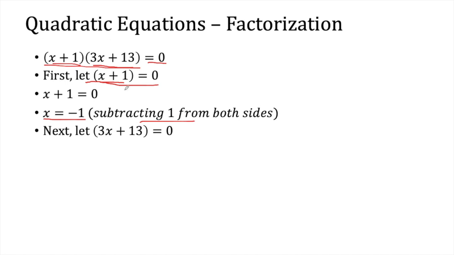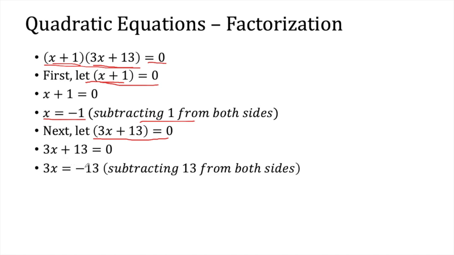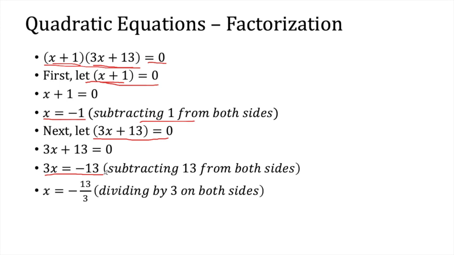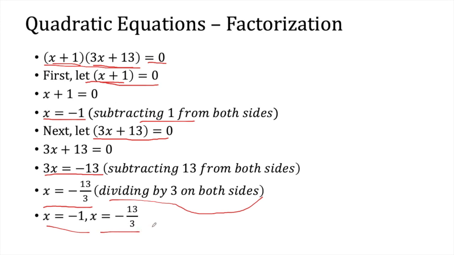Next, we will let 3x plus 13 be equal to 0, and in this case, we will subtract 13 from both sides of the equation to isolate 3x, and then we will divide both sides of the equation by 3 to isolate x, and we'll get x to be negative 13 by 3. And so, our two values of x are negative 1 and negative 13 by 3. So that is how you solve a quadratic equation by factorization.